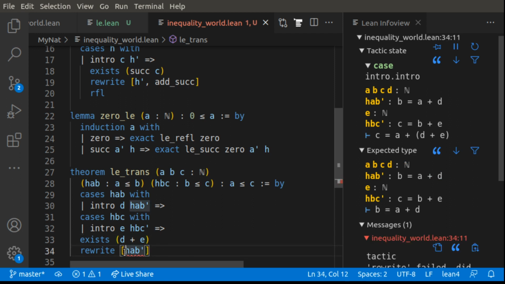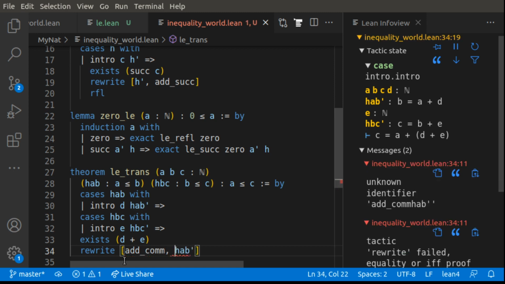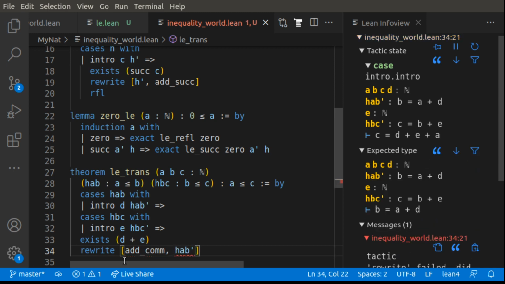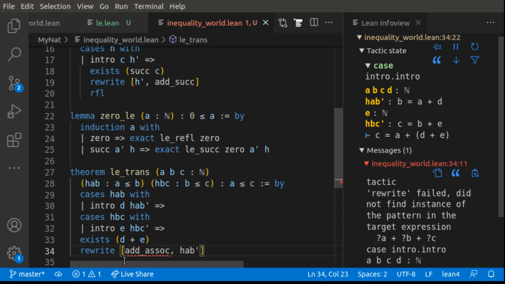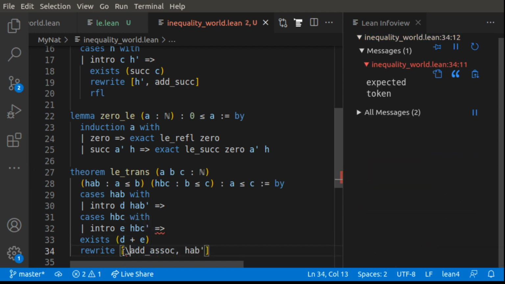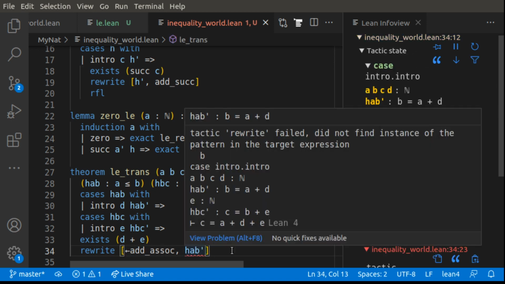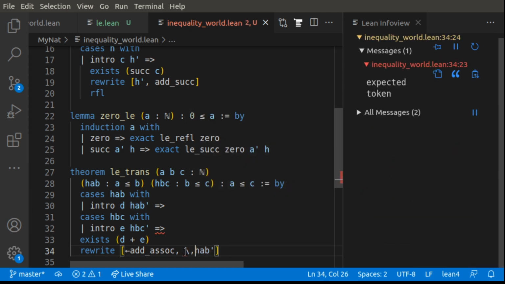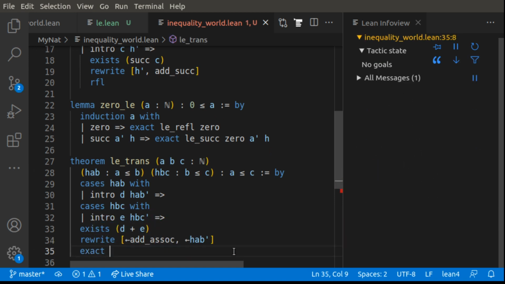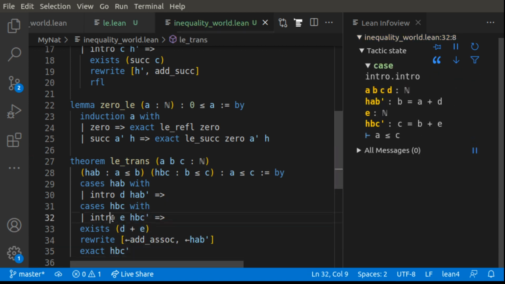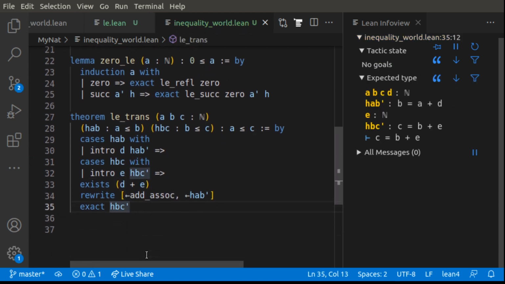Oh, okay, so we want to add com. No, add, what would this be? Add associative, but like in reverse. Okay. HAB in reverse. Okay. And then exact HBC prime. Cool. And that's our proof, less than or equal to transitive.